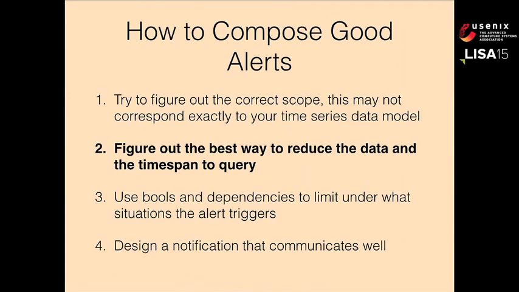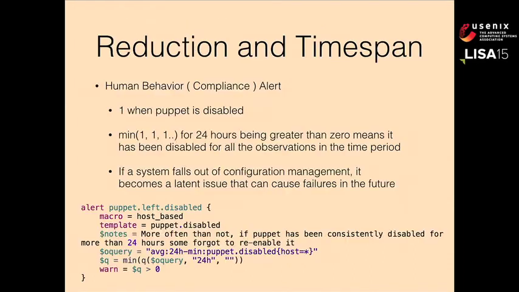Another thing is to figure out the best way to reduce the data and pick the right time span. This is going to vary depending on the alert. So for example, a human behavior compliance alert: people sometimes leave Puppet disabled. So we have a metric, and it's 1 when Puppet is disabled. If we measure over 24 hours and take the min of that, if the min is 1, meaning it never hit 0, that means it was probably, at least based on the 15-second observations, disabled for the entire 24 hours. And that's when we would trigger the alert, because what it means is that someone probably forgot to re-enable it when they were done.